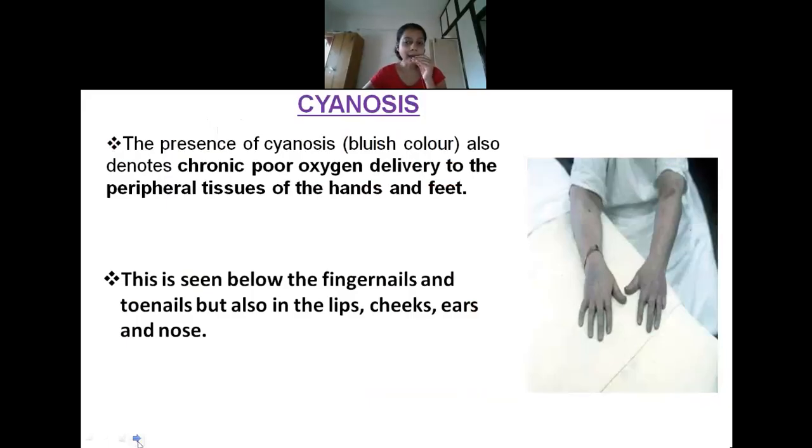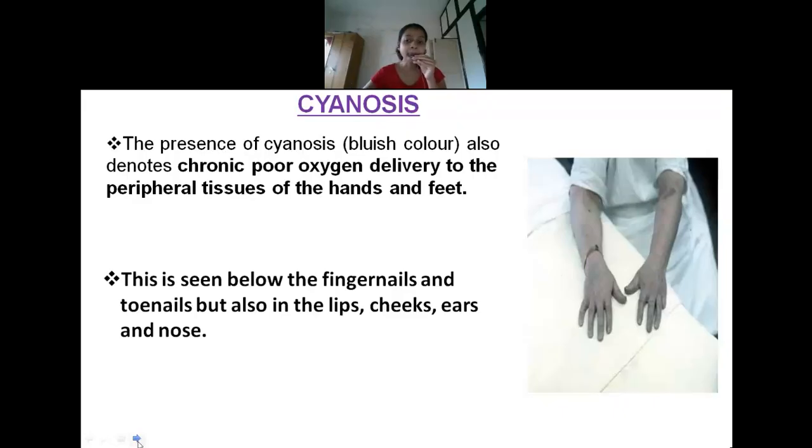Next is regarding cyanosis. Cyanosis means bluish discoloration of the skin and mucous membrane. Why is cyanosis observed? It is because of poor perfusion or poor blood circulation. When your hands and feet receive poor perfusion, they tend to become bluish. Commonly, cyanosis can be seen in your fingernails or toenails, even around your mouth, especially the cheeks, lips, nose, and ears. In children commonly you can see it.